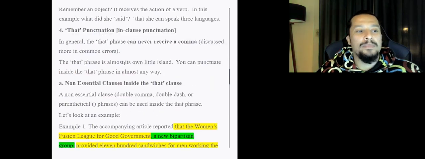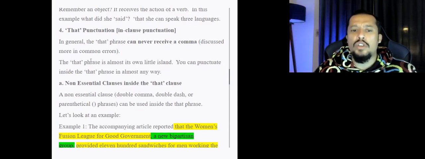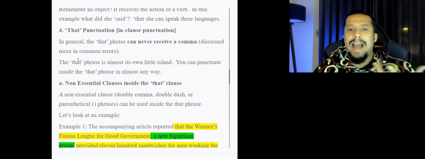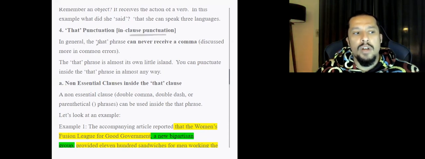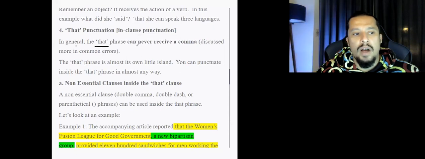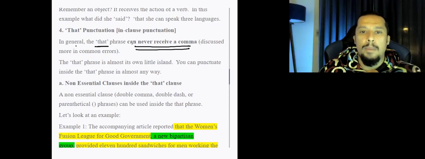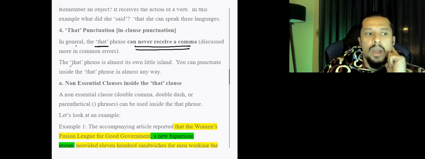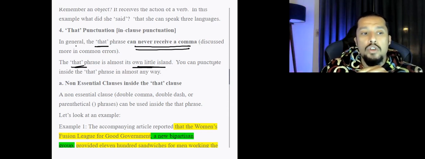Okay. Any questions on the noun clause? Any questions? وطبعا ده كل ده نظري وهنشوف زي ما انتوا عارفين بالpractice actual, التدريب نفسه. Here. That punctuation in clause punctuation. Let's talk about this. In general, احنا قلنا that phrase can never receive a comma, right? That phrase cannot receive a comma قبليها وهنشوف examples في common mistakes. However, احنا بنتعامل مع that phrase like its own little island. احنا ممكن أو نقدر نحط punctuation inside that phrase.